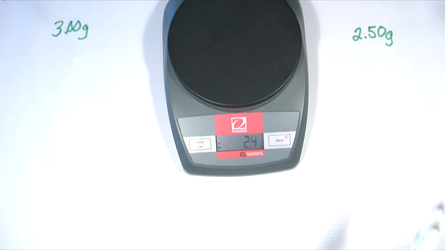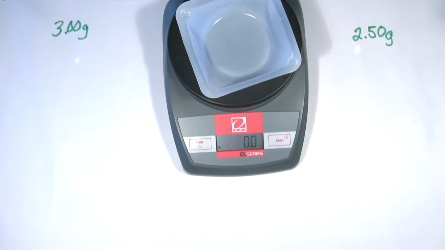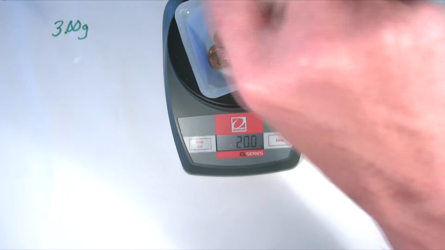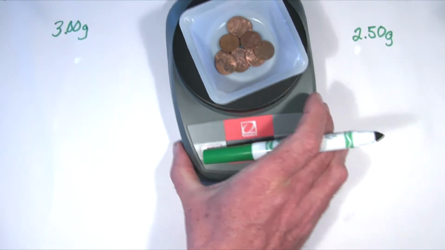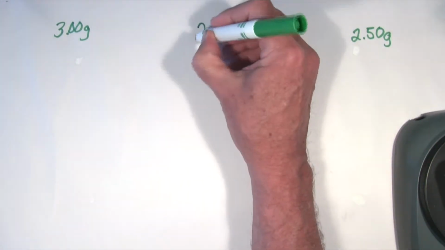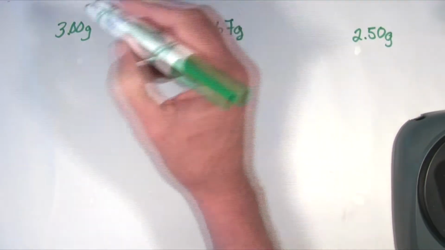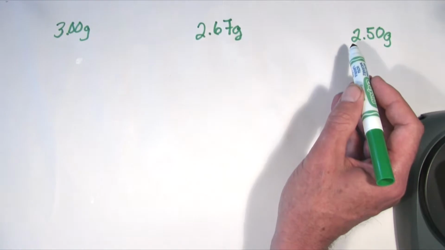It leads us to, let's take a look at this. Now if we have 10 pennies today, 10 pennies has a mass of 26.7 grams. That means that there's an average mass per penny of 2.67 grams. That number is between 3 and 2.5.